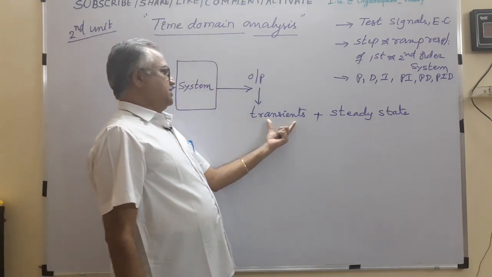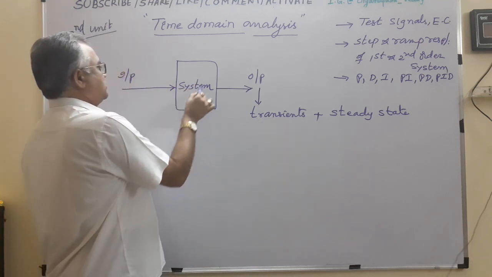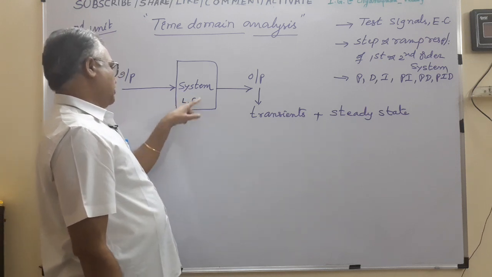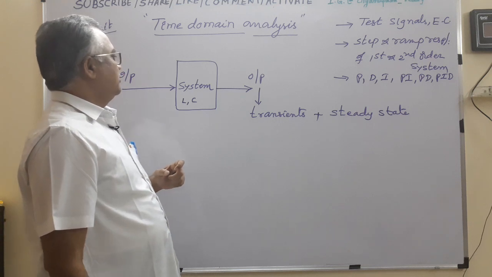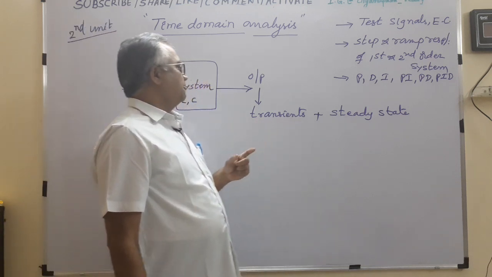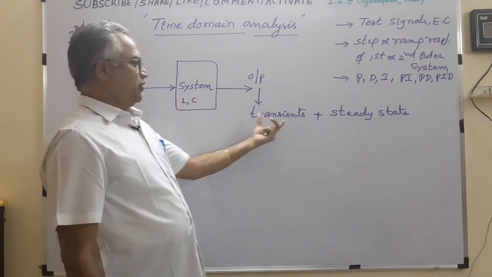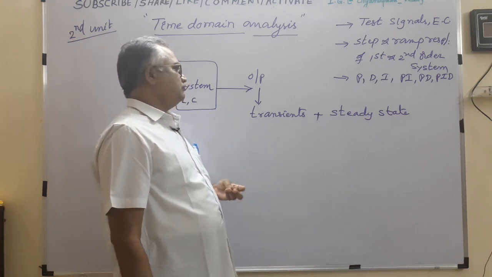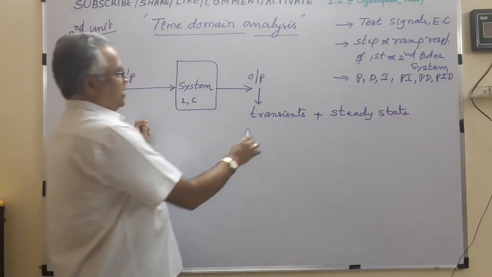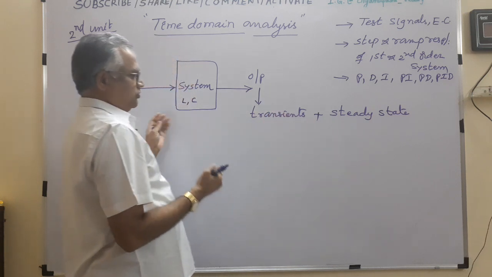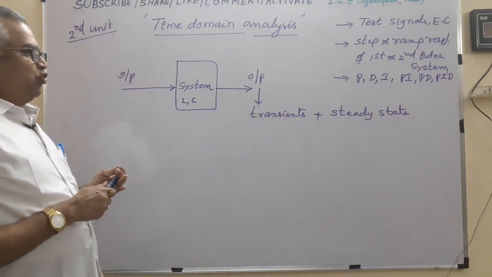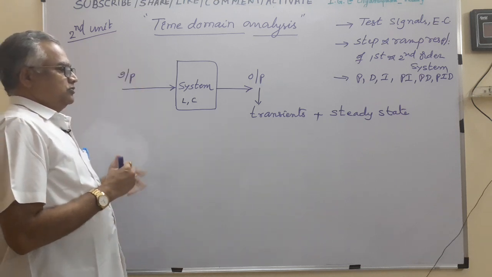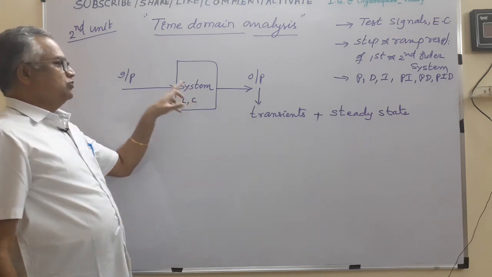We can't avoid transient because the system contains inductor and capacitor. As long as inductor or capacitor are there, you can't avoid transient. Resistive network, no transient. But if any one or both are there, transient will come. This transient we need to control, which is changing with time. How fast it should change. Transient should die out fast. So the behavior of the transient we need to control.